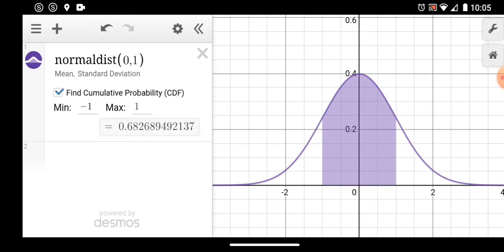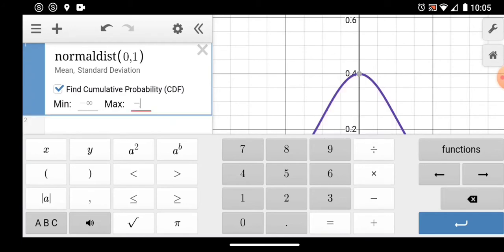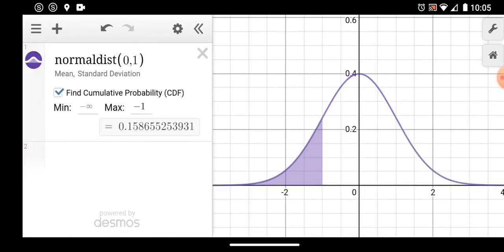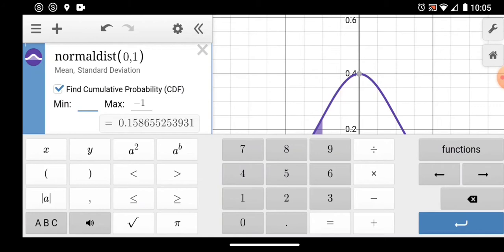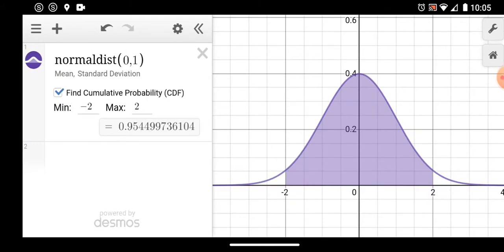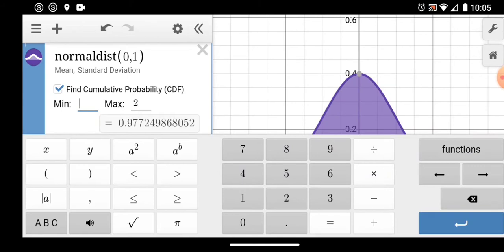That 0.682689 number, that's the 68%. In fact, with this I can calculate any of the areas under the curve, from -infinity to infinity, from -infinity to -1. Only 15%, 15.8% out in that piece on the left tail there. From -2 to 2, by the way, about 0.9544997, a little over 95% of the area is between -2 standard deviations and +2 standard deviations above the mean.